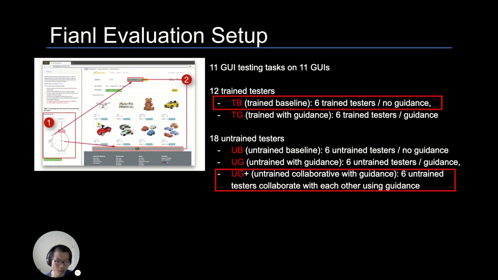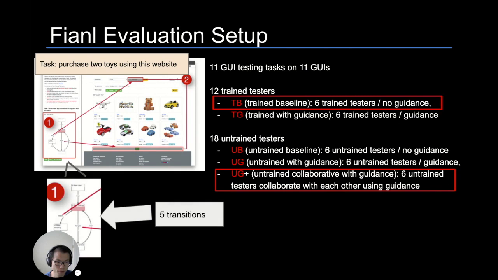The 11 tasks were created by 2 experienced GUI developers, and workers were asked to find all the navigation paths that satisfy a natural language request. For example, purchase 2 toys on this website. We calculated the time span and number of transitions per condition. A transition is the path that can go from one state to another or itself. So in this picture, there are 5 transitions.